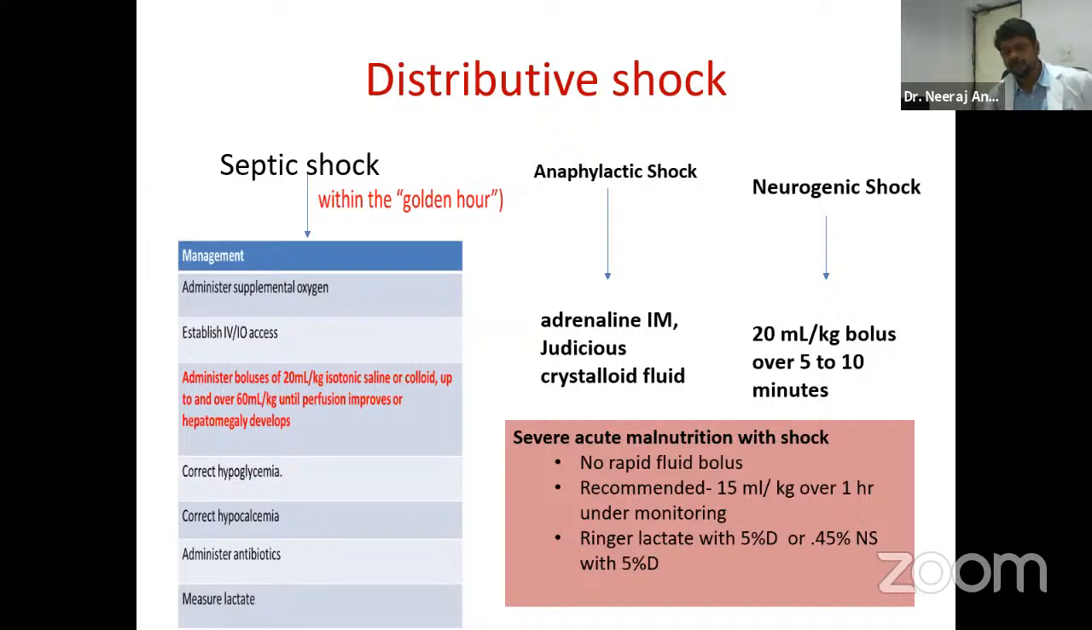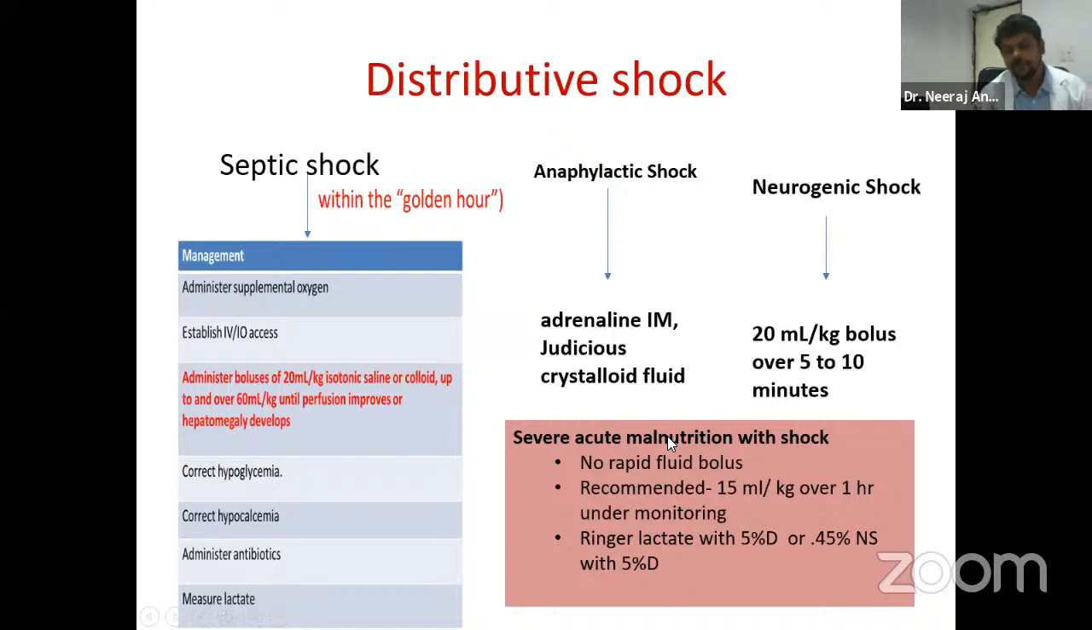Special consideration is to be given in case of pediatric patients, especially patients with severe acute malnutrition. No rapid fluid boluses should be given, and only 15 ml per kg of fluid should be given over 1 hour under monitoring. During this period, we have to monitor heart rate as well as respiratory rate. If there is an increase in heart rate of more than 15 per minute and an increase in respiratory rate of more than 5 per minute, it means that there is fluid overload and we have to stop the fluid. If there is improvement in respiratory rate or heart rate, that means it is responding to the fluid bolus and we may try another bolus.